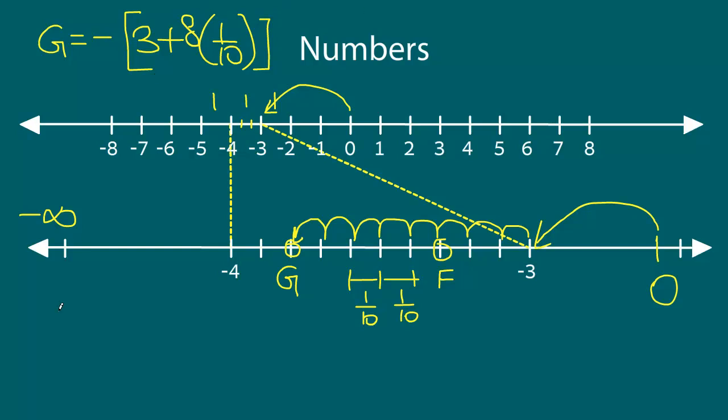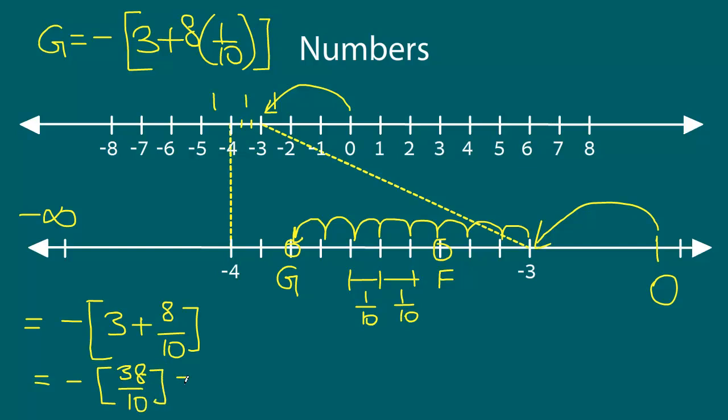So if you solve this, let's do it over here. So you have the minus sign in front. Why do I have the minus sign in front? Because we are on the left side of 0 and these are negative numbers or integers. So I have the minus sign here, then I have 3 plus 8/10. And when you simplify, it will be 30 plus 8, 38/10, or minus 38/10. So now we have found that point G is minus 38/10.